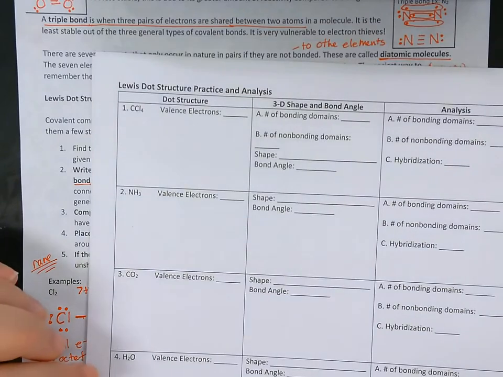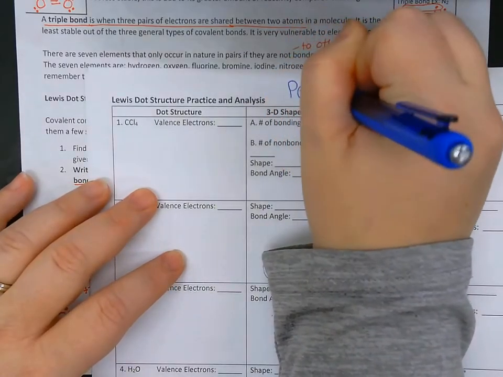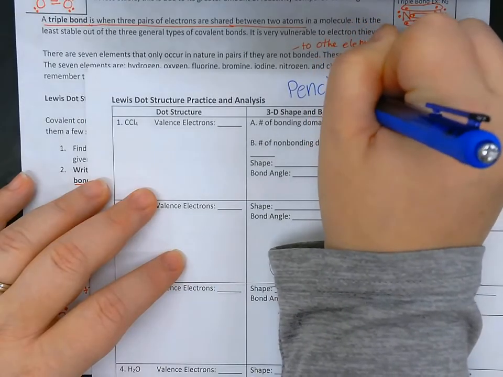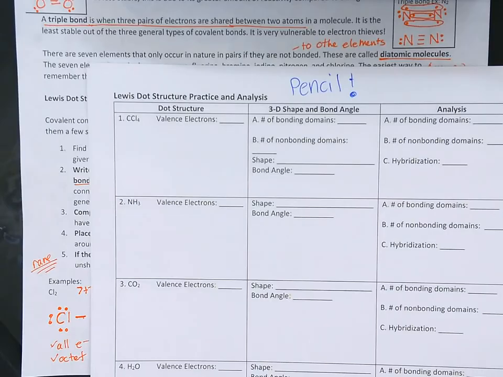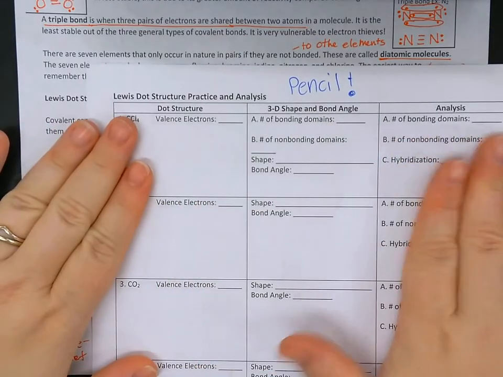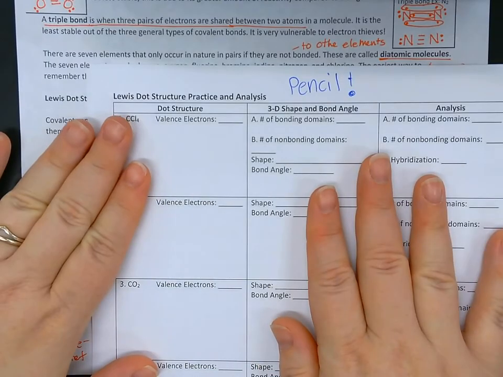Do this in pencil. Please use pencil, because you're going to need to erase, all right? And we're going to be going over those and making sure all our structures are correct before we go into the other things, because if our structures are wrong, our analysis will be wrong, all right?